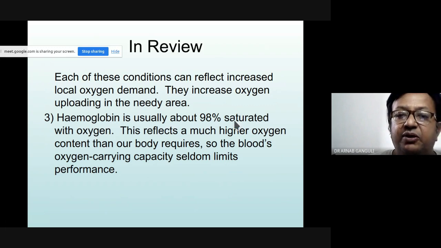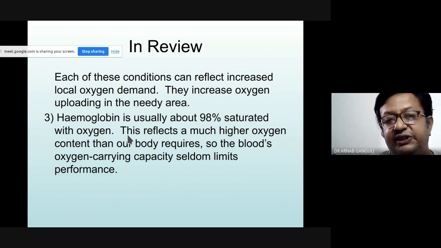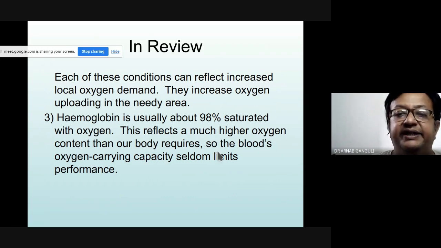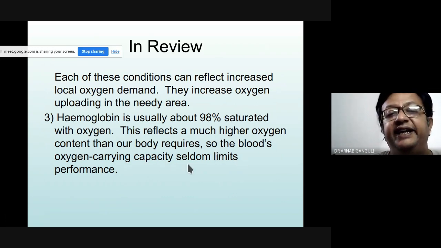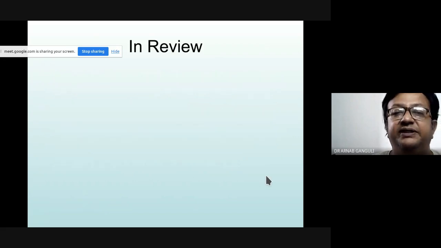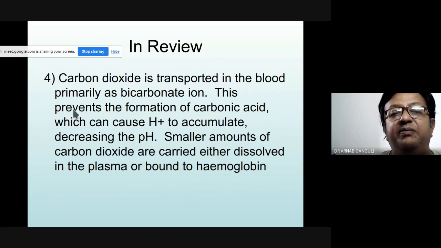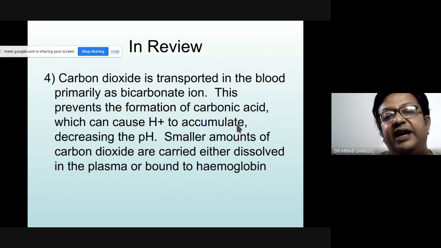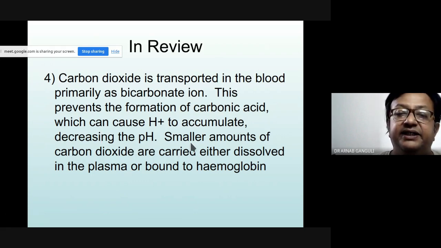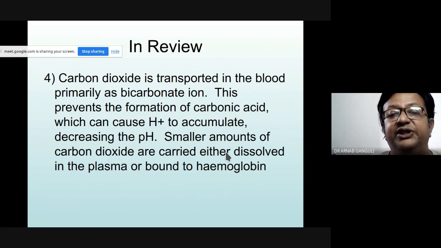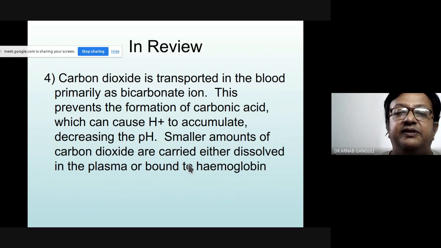Hemoglobin is usually about 98% saturated with oxygen. This reflects a much higher oxygen content than our body requires, so the blood's oxygen carrying capacity seldom limits performance. So carbon dioxide is transported in the blood primarily as bicarbonate ion. This prevents the formation of carbonic acid, which can cause H plus to accumulate, decreasing the pH. Smaller amounts of carbon dioxide are carried dissolved in the plasma or bound to hemoglobin.